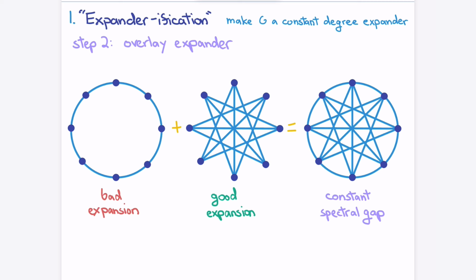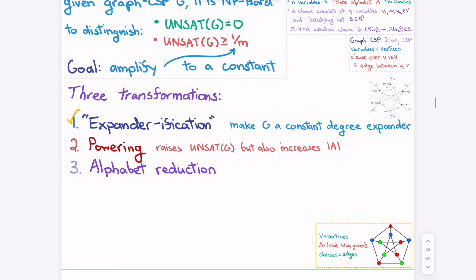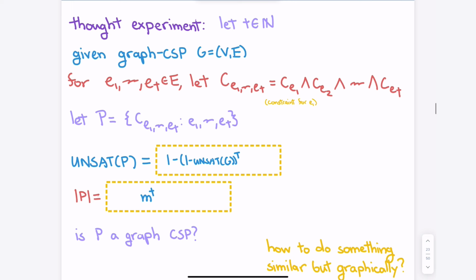Good. Now, the interesting one is powering. So this is the thought experiment to motivate us. If we don't worry about graphs for the moment, you have a constraint satisfaction problem, right? You have a bunch of constraints. And unsat is like 5%. So that's like saying if I sample one constraint at random and check it, the error is 5%, right? 5% chance of getting it wrong.